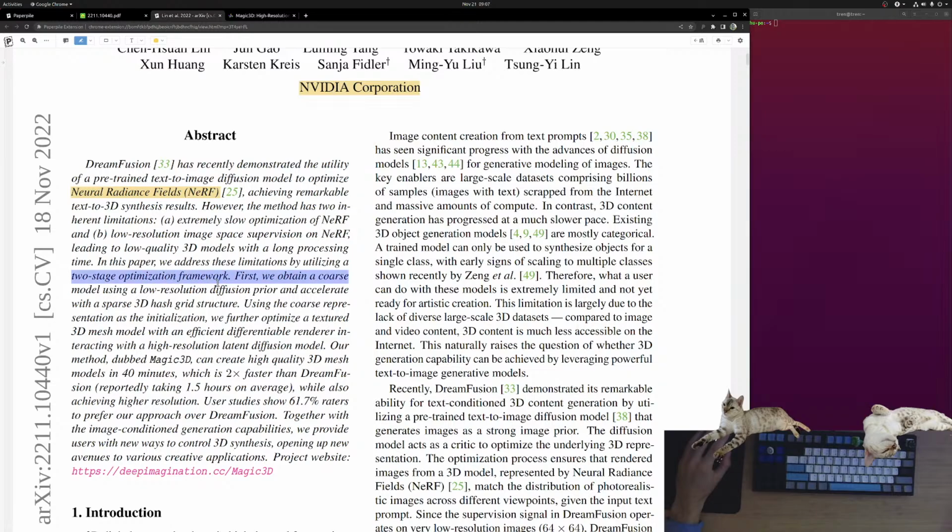So you have a two-stage pipeline. First, we obtain a coarse model using a low-resolution diffusion prior and accelerate with a sparse 3D hash grid structure. Okay. We're going to have to learn what this is, this sparse 3D hash grid structure. We further optimize a textured 3D mesh model with an efficient differentiable renderer interacting with a high-resolution latent diffusion model. Our method, dubbed Magic3D, can create high-quality 3D mesh models in 40 minutes, while also achieving high resolution.